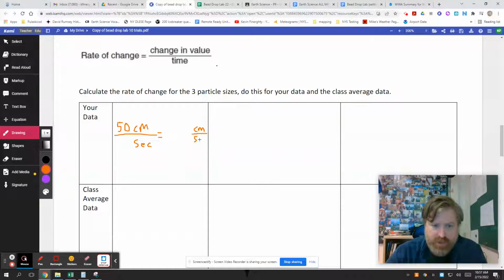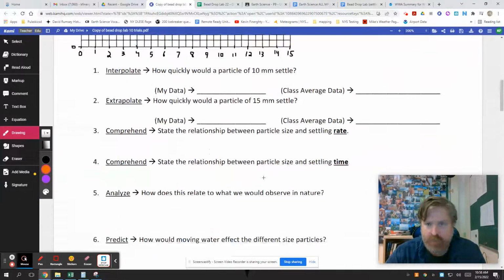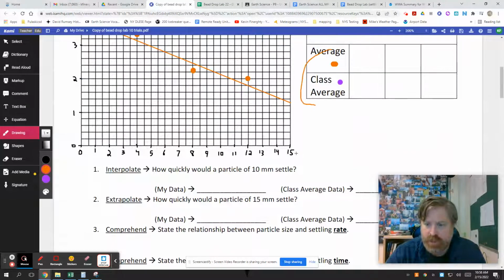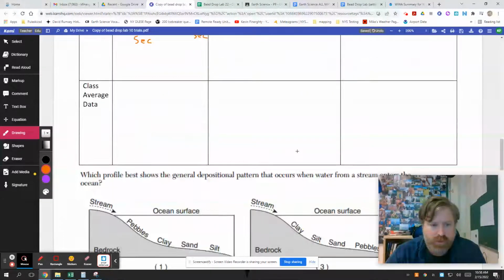Like your car says miles per hour. That's a distance per time. This is the same thing, a distance per time, centimeters per second. So the top number on all six will be 50. The bottom numbers on all six will be a little bit different, but you just steal them from these numbers right here, and you are good to go.